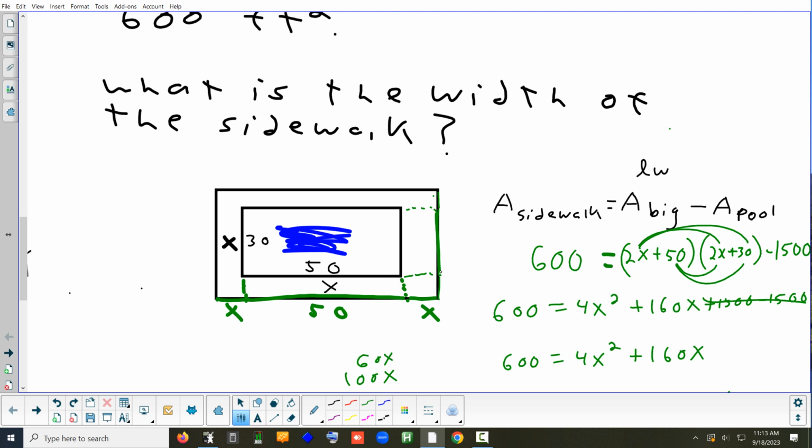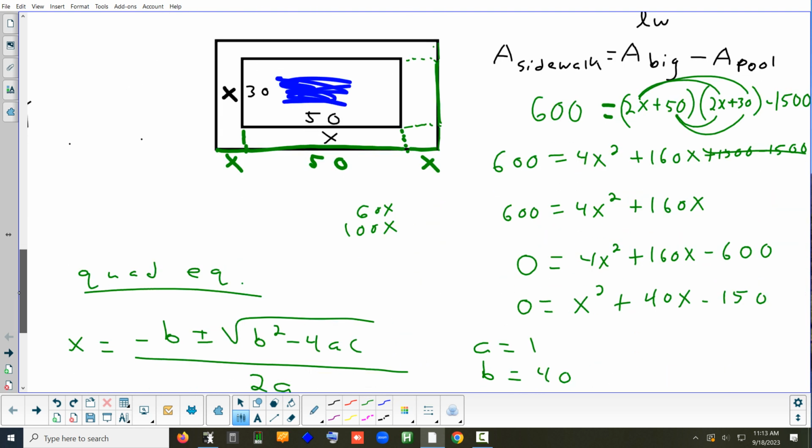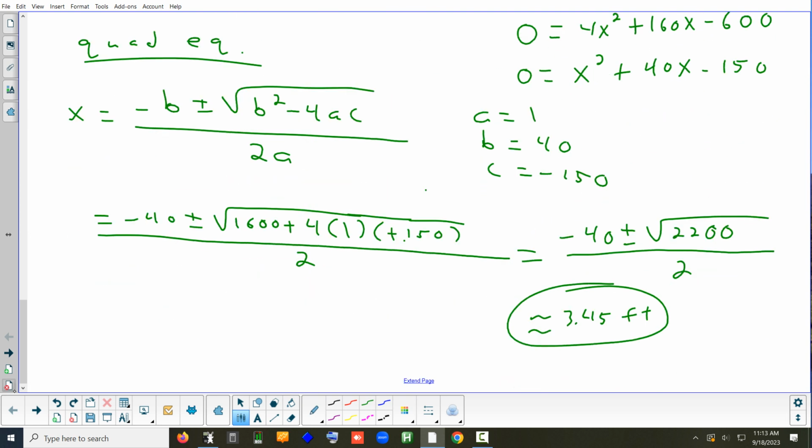Why did you take away that part? Because it's plus 1500 minus 1500. Oh, yeah, the 1500s cancel out, like 2 minus 2. That's the reason. Okay, so in the homework, I think there's a problem similar to that, but it says you have a photo and you're gonna put a border around the photo. It's the same thing as having a pool and putting a sidewalk around it. It's almost the same thing, just different numbers.